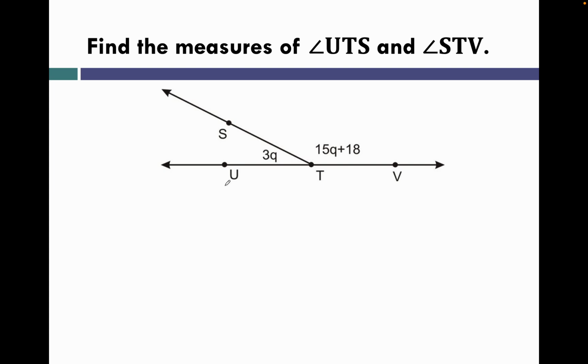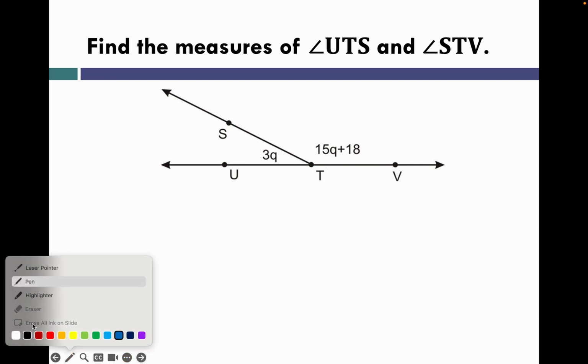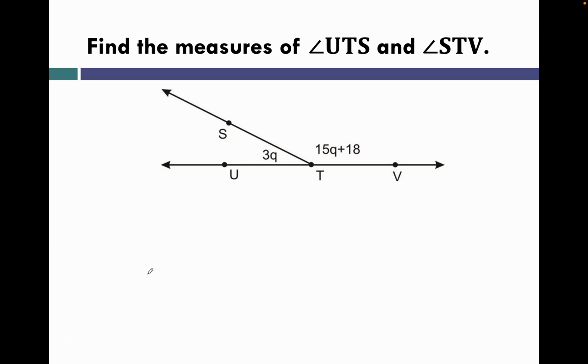Find the measures of angles UTS and STV. This is a bit different than the ones that we just did. The relationship between UTS and STV is not vertical, it's not corresponding, it is two things. They are adjacent and they are supplementary.